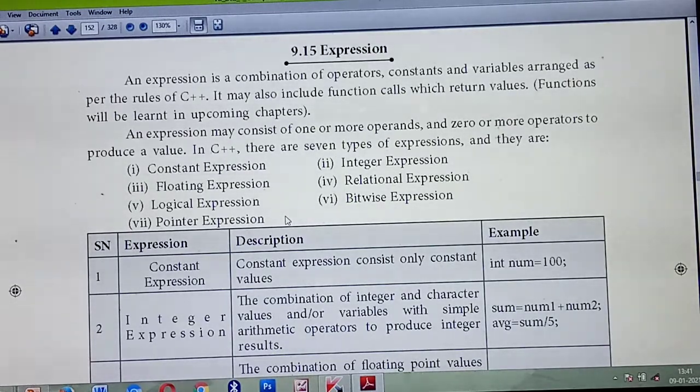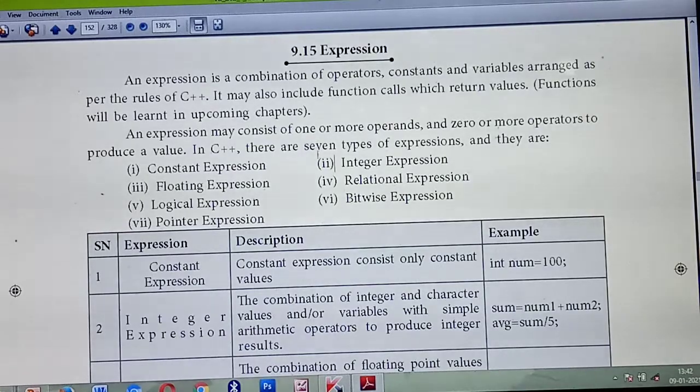Totally 7 expressions are there. Okay. Listen. So these are the 7 expressions. What do they mean? First one is constant expression. Second one is integer expression. Third one is floating expression. Fourth one is relational expression. Fifth one is logical expression. Sixth one is bitwise expression. And seventh one is pointer expression. Okay, very, very important question. What do you mean by expression? And types of expression. Very, very important question.